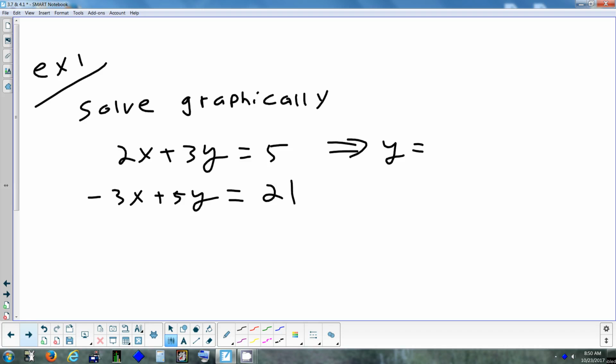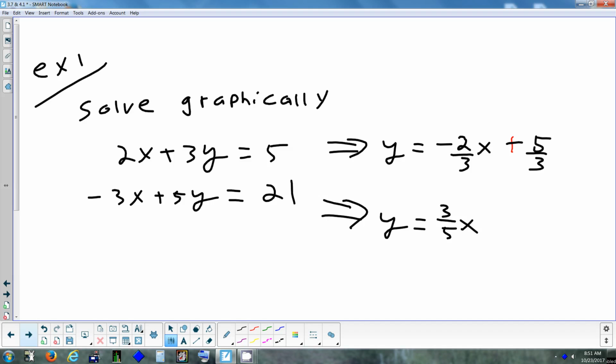All right, so when I subtract the 2x, it's going to become negative 2x. I'm still going to have the plus 5. And now I'm going to divide everything through by 3. Okay, so there's my first equation. Second equation, we're going to do the same idea. We're going to add the 3x and divide by 5. So it's going to be 3/5 x plus 21/5.